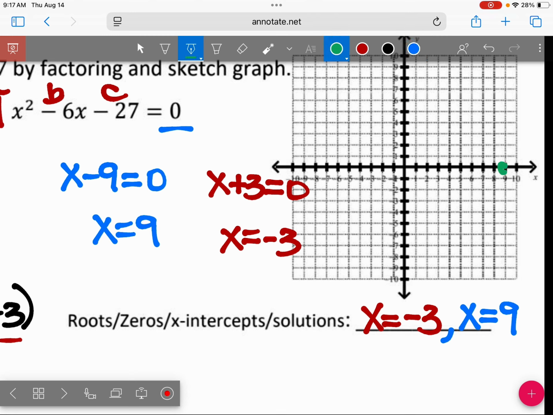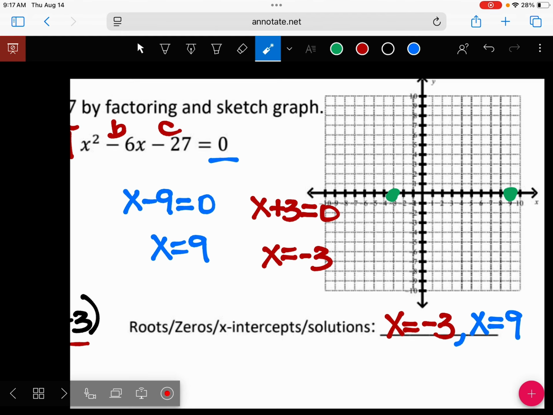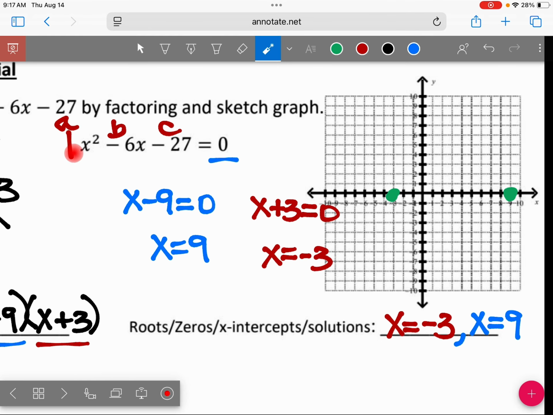So +9, -3. Now, based off what we know, do you think this graph is a smile or a frown? Remember, the leader determines the attitude of the whole graph, A. The leader determines it. So who says it's a smile? Who says it's a frown? It's a smile because A is positive. If the leader is positive, then we're smiling.